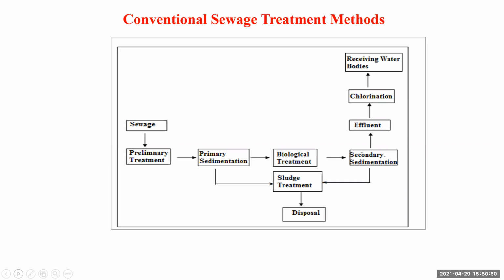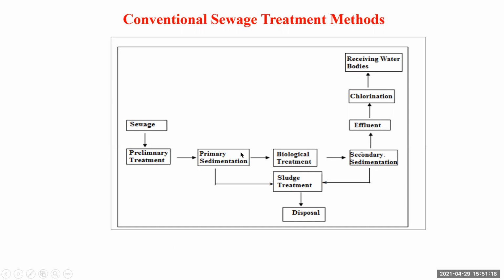Sewage is first subjected to preliminary treatment, followed by primary treatment or primary sedimentation, followed by secondary treatment, which we call biological treatment, which is followed by secondary sedimentation. Okay. So sewage is first subjected to preliminary treatment, then primary sedimentation, then biological or secondary treatment, then secondary sedimentation.